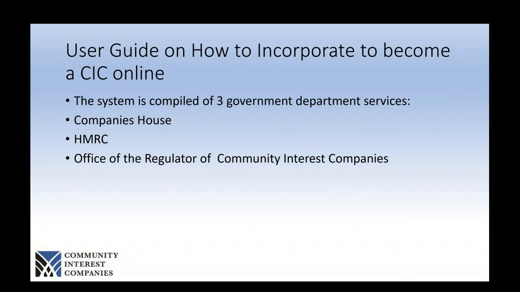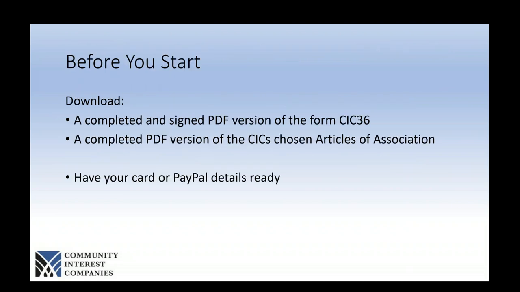So on to the process on how to apply to become a community interest company using the new online system. This is compiled using three government department services: Companies House, HMRC, and the Office of the Community Interest Companies.